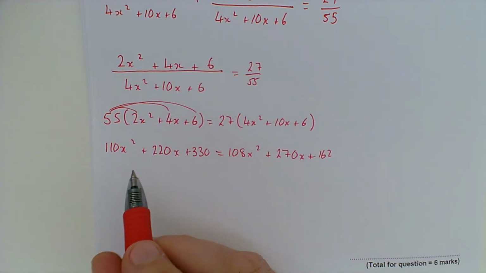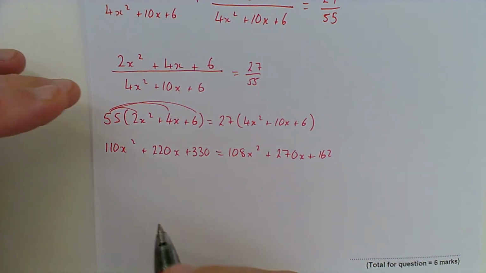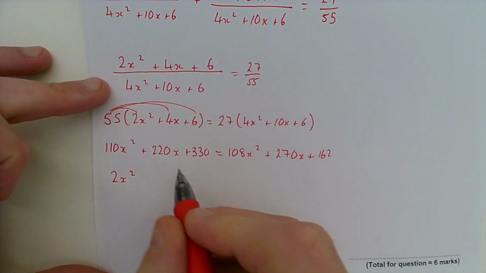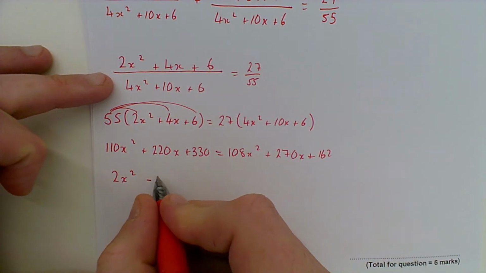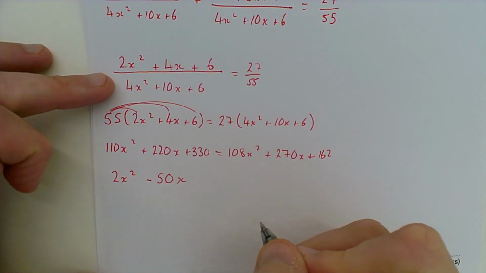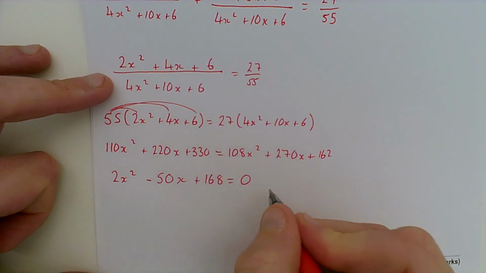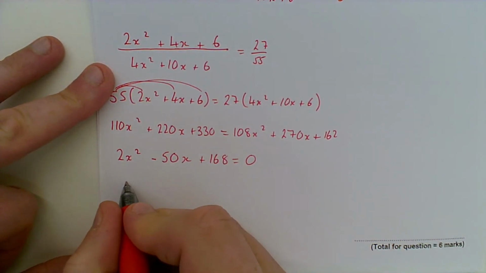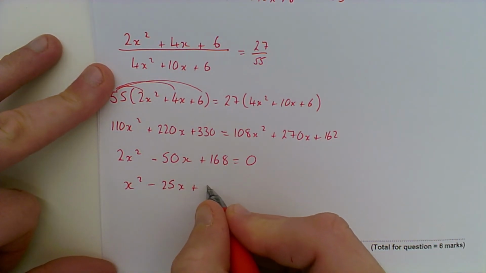So starting off, I've got 110x squared, subtract 108x squared becomes 2x squared. 220x minus 270x is negative 50x. And 330 subtract 162 is 168. Quadratics want to equal 0, so I'm happy with that now. And then they're all even numbers, so to make it a bit easier for myself, I'm going to divide through by 2, so I get up to here.